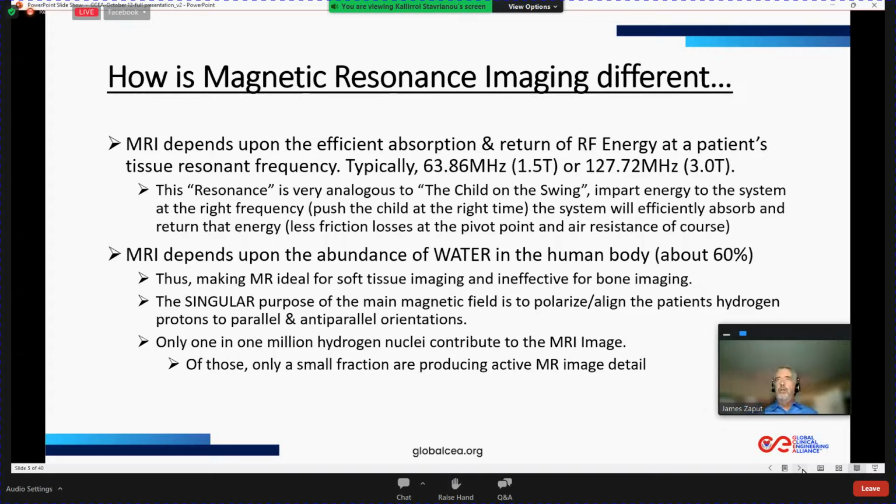If you impart energy to that resonance system at the right frequency, meaning push the child at the right time, that system, that mechanical system, will efficiently absorb that energy and return that energy, lessening, of course, friction losses at the pivot point and air resistance. But it's an efficient absorption and return of energy. MRI also depends on the abundance of water in the human body. When we're talking about taking an MRI image, we're talking about imaging water, thus making MR ideal for soft tissues and ineffective for bone imaging.